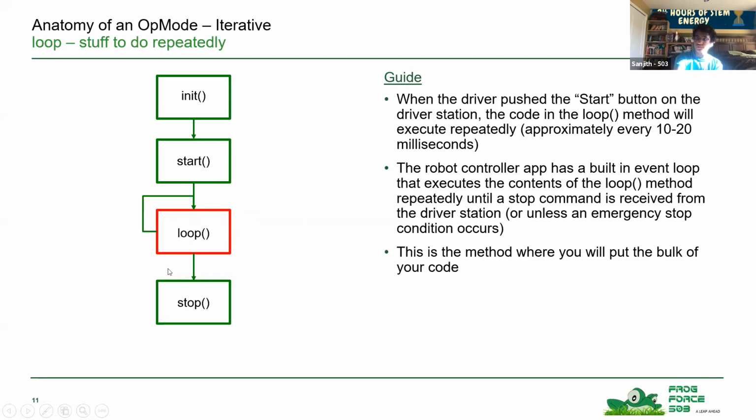This is where you'll look for things like, is a button pressed on the gamepad? Is the motor moving? This is where you would be checking all those things, because the loop is basically constantly checking things. This is what you would do in the loop.